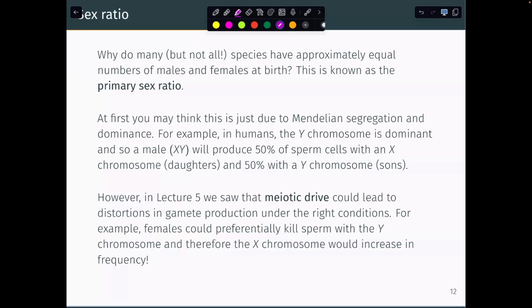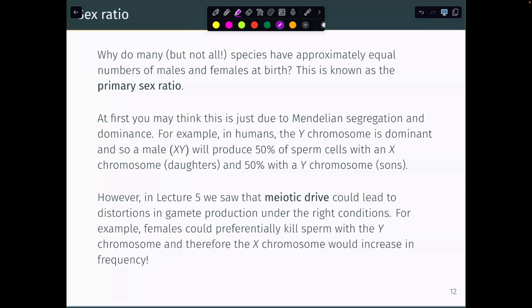Now, initially, you might expect that to increase the frequency of either the Y or the X chromosome in males and females, and therefore that should help it spread, right? Because it's going to be more common. So when mating occurs, there's fertilization. If, for example, females are preferentially killing sperm with the Y chromosome, then they're going to be producing more daughters. There's going to be more of this X chromosome spreading again.